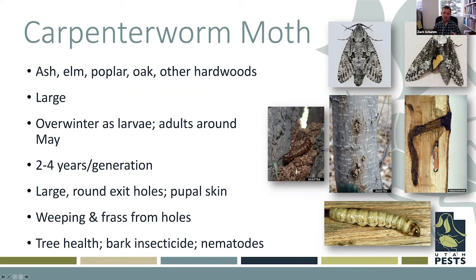If you're comparing this to emerald ash borer, the emergence hole is just much larger than a lot of the other pests. If you see a really large emergence hole, and you can see frass, sort of sawdust-like stuff, sticking out, that can be a sign of carpenter worm moth. But again, just really look for those large emergence holes. Again, we're looking at just managing tree health. There are some bark insecticides and nematodes that are available for these. But just keeping the tree healthy is still the best way to prevent these guys from causing a problem.